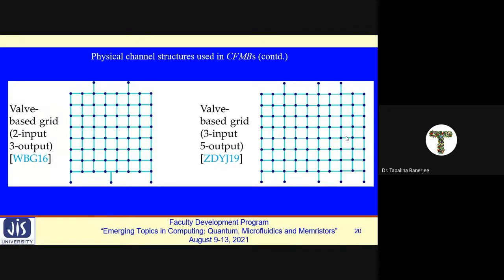Now, any defect in elastic microvalves or micropumps may also introduce various microfluidic errors in this type of valve-based CFMBs. So this is obviously a drawback of this type of architecture.